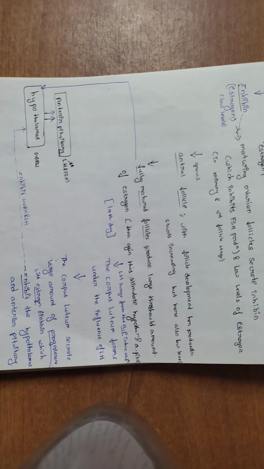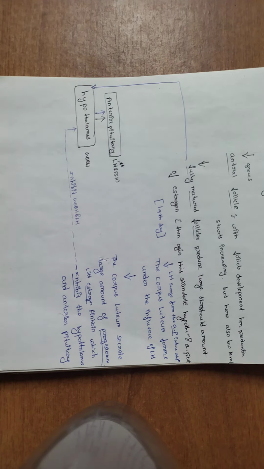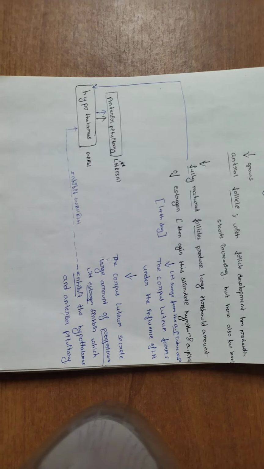With the developing corpus luteum, it secretes a large amount of progesterone for another 14 days, up to 28 days, until the end of the menstrual cycle. It waits for fertilization. If any sperm comes to join the oocyte, it is preparing for the implantation and waiting.